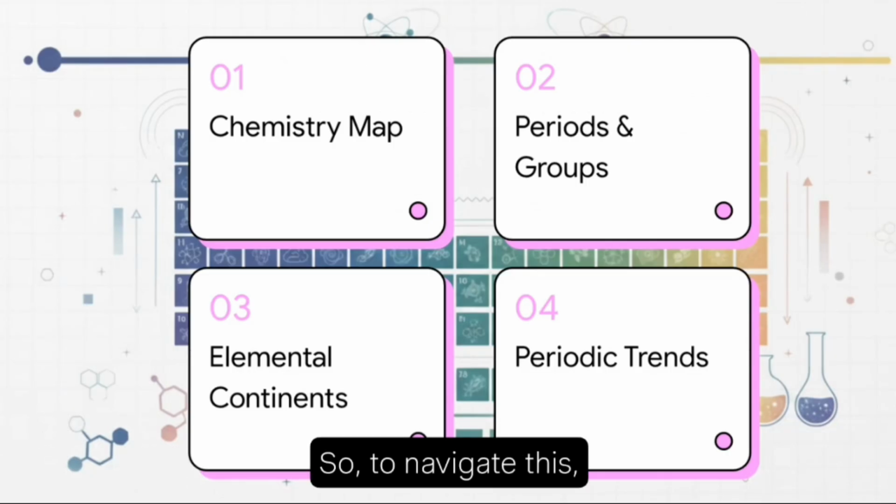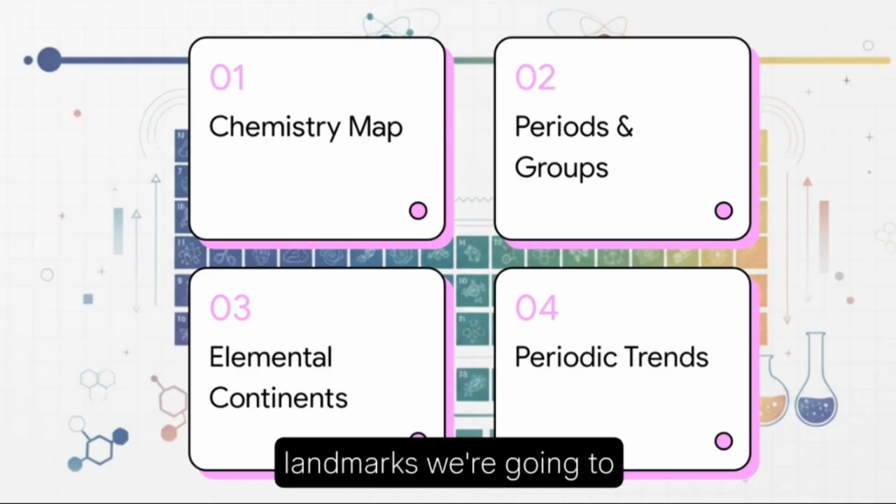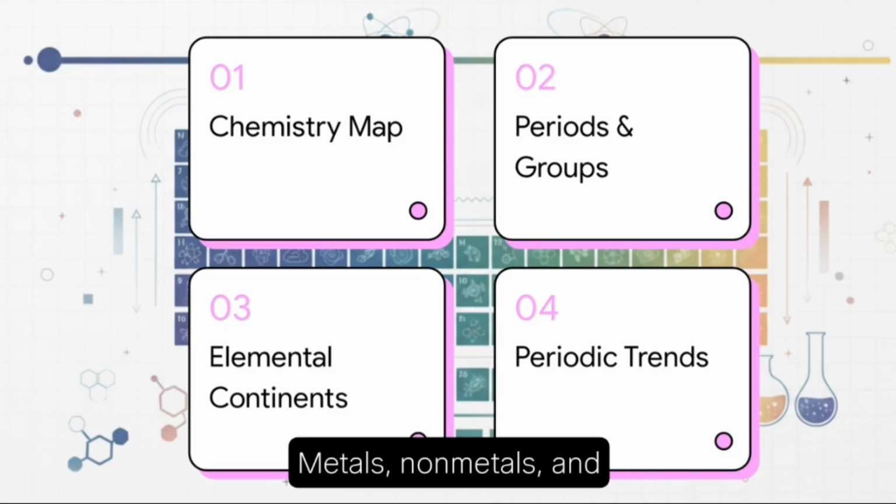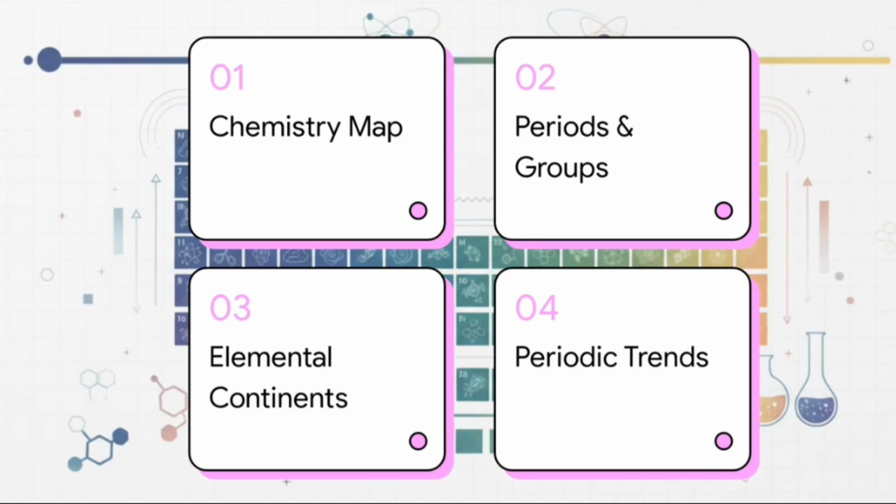So, to navigate this, here are the 4 key landmarks we're going to visit today. 1. The ultimate chemistry map. 2. Periods and groups explained. 3. Metals, nonmetals, and metalloids. And 4. Tracking periodic trends.